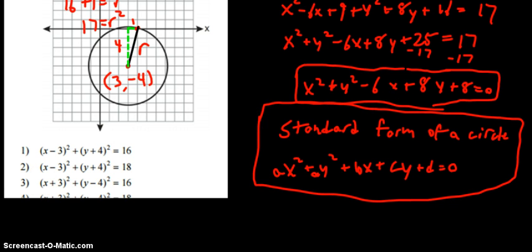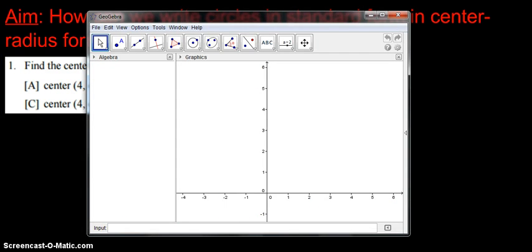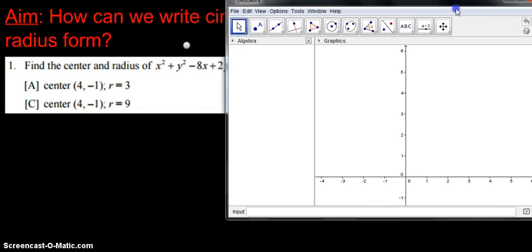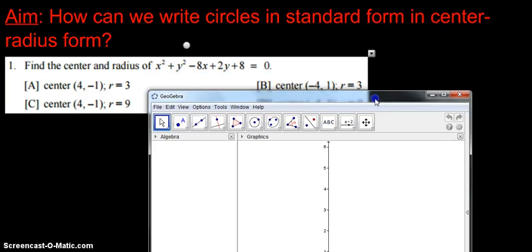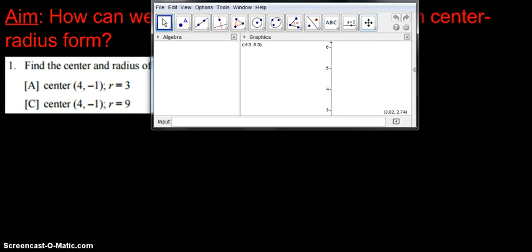Okay, so let's take a look at an example. We're given a circle in standard form. In order to see the center and radius, we'd have to graph that. I have GeoGebra open, so we can take a look at what that looks like. Let's see the equation, and I'll enter it into the toolbar down below.